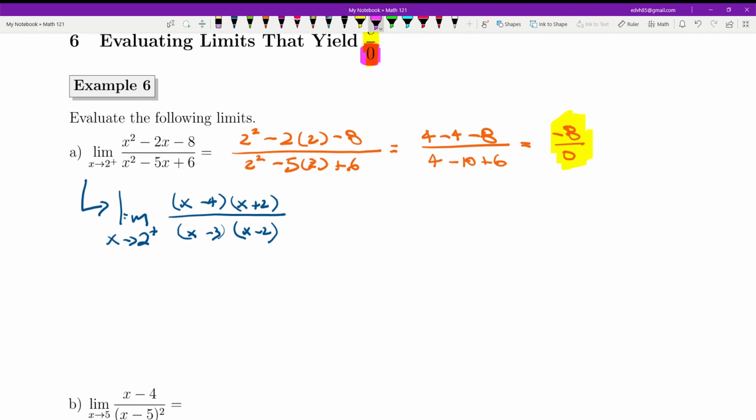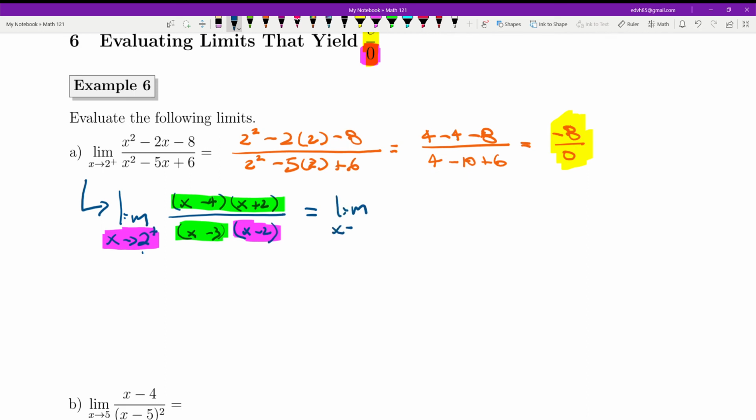This x minus 2, okay, x approaches 2 from the right. If we plug it in here, that is where we get the 0 in the denominator. I'm going to highlight with green the factors in the limit expression for which we will plug in the value of x. So we're going to plug in the value of x for the factors in green, but not the one in purple.